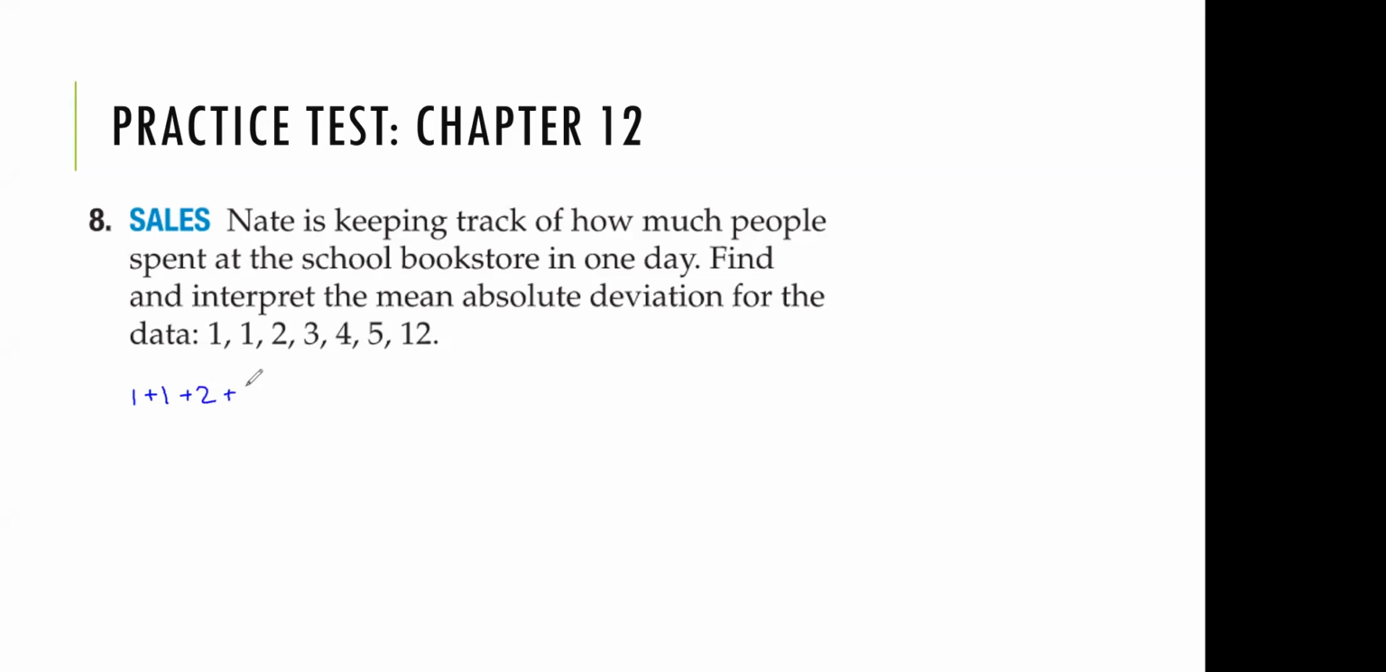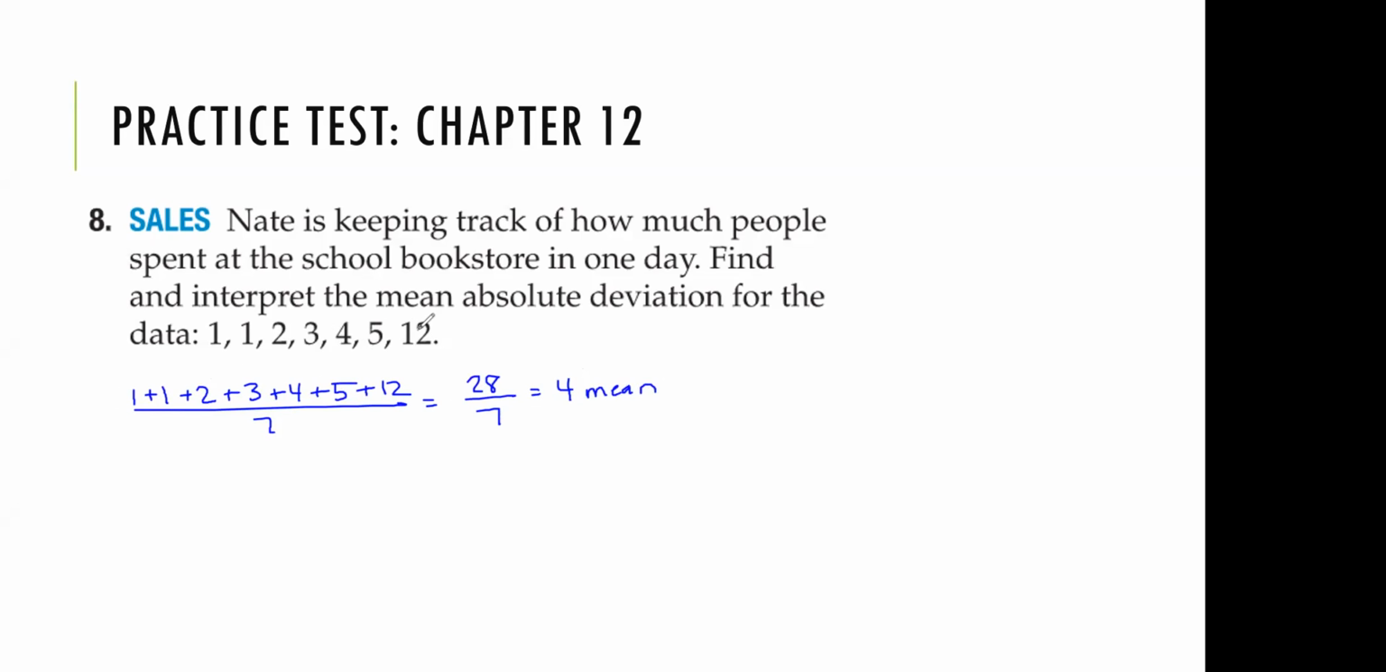So you would add all of the data together and then divide by the total number of data in the set, which is 7. So when you add everything together, you get 28, and when you divide by 7, you get 4. So that is the mean, okay?